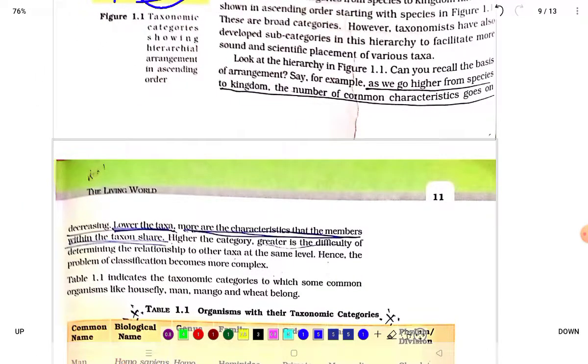Lower the taxa, more are the characters that the members within the taxon share. Common characters are mostly shared in lower taxa, like species and genus. Higher the category, greater is the difficulty of determining the relationship to other taxa at the same level. Hence the problem of classification becomes more complex. This point is very important. They can ask in 1 mark. As we go higher from species to kingdom, the number of common characters goes on decreasing, and classification becomes more complex.